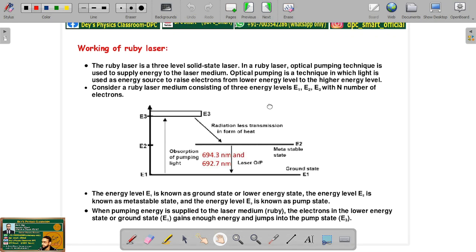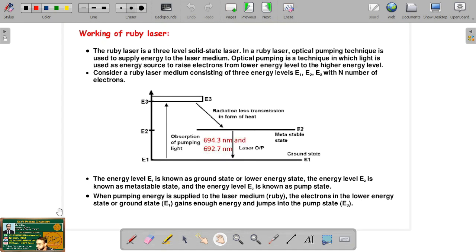Now, the working of the ruby laser. As we know, the ruby laser is a 3-level laser system. It is also a solid state laser. Now by optical pumping, that means a xenon flash lamp, electrons from the lower energy level, that is E1, are excited to E3, the higher energy level. Now in between E1 and E3, one state, that is E2, is called the metastable state, that is formed due to the doping of Cr+3 ions. So this is the energy level of Cr+3, which acts as a metastable state. So E2 is the metastable state.